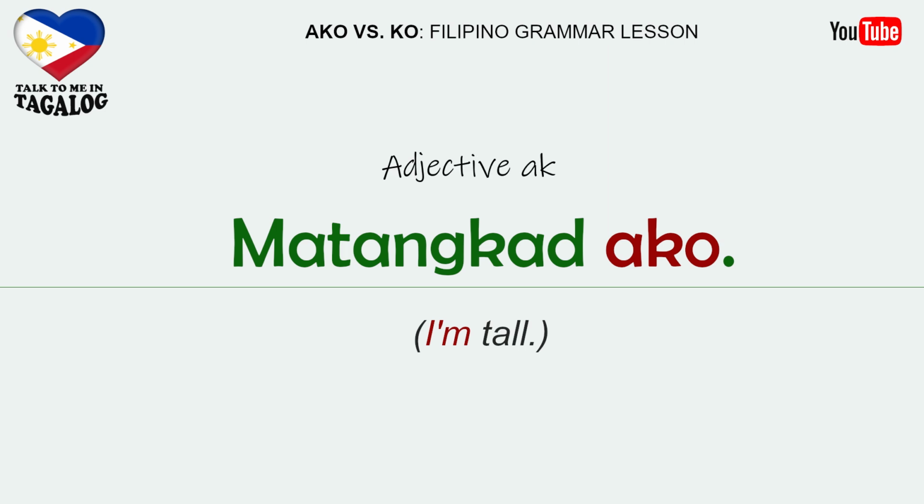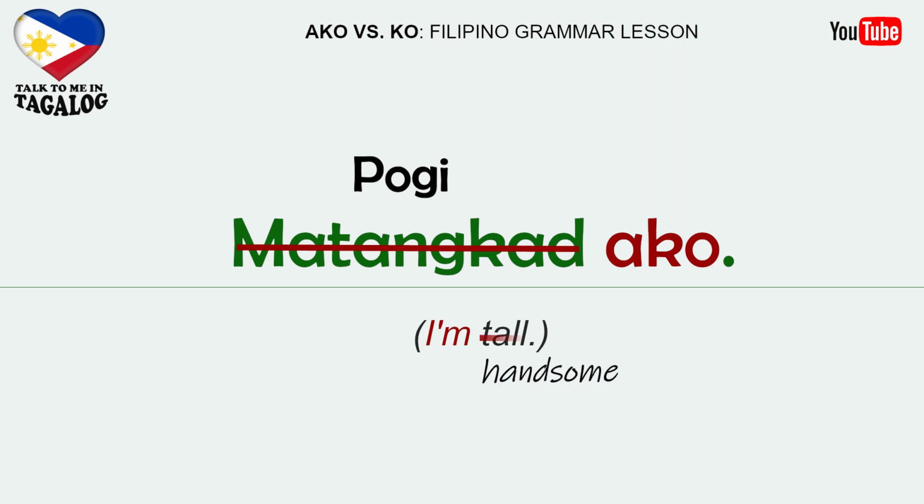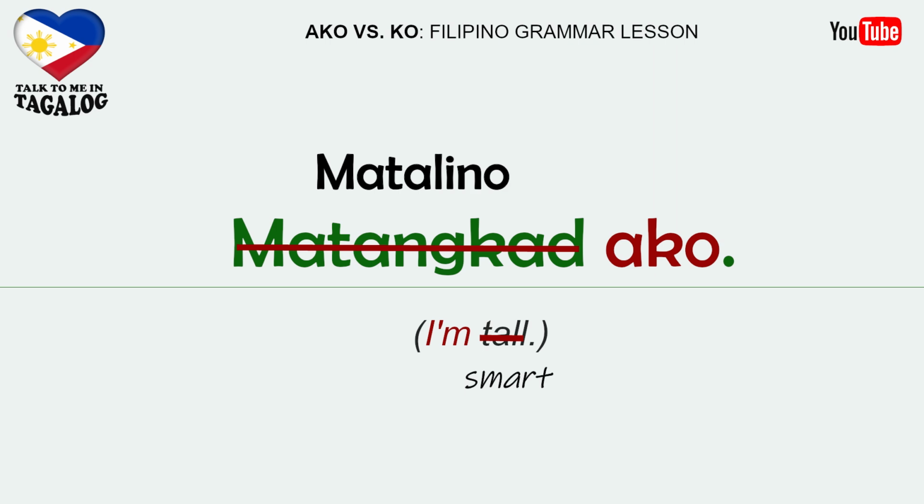Next is the adjective ako pattern. Matangkad ako, meaning I'm tall. You can replace matangkad with other adjectives that best describe you like pogi ako, I'm handsome. Mabait ako, I'm kind. Matalino ako, I'm smart, etc.